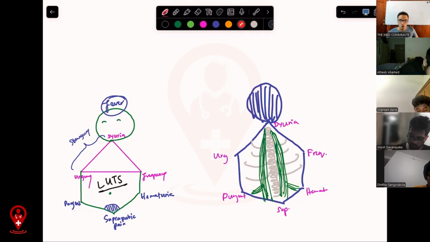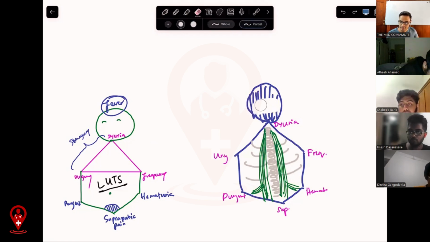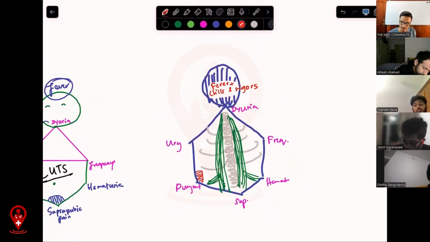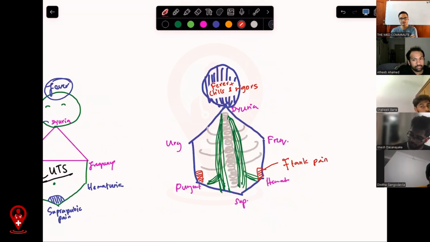Put them in a different color. One is the fever, but not like in our lower urinary tract. Fever with chills and rigors. High spiking fevers, guys, in pyelonephritis. Then, another important feature: they can have pain in these areas. These are what we call the flanks. They can have flank pain.